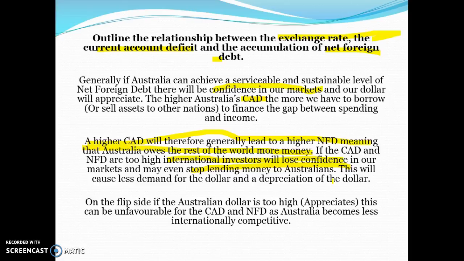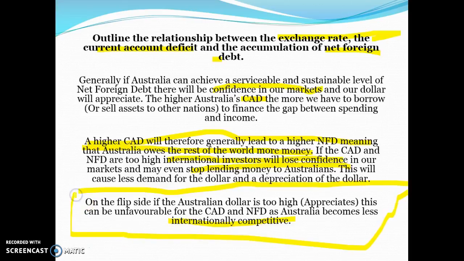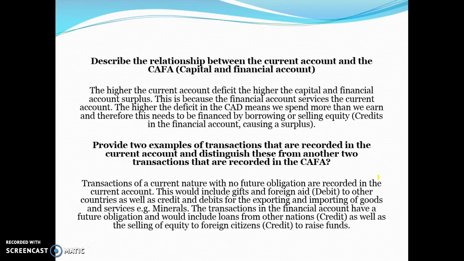On the flip side, if the Australian dollar is too high, this can also be unfavourable for the CAD and net foreign debt as Australia becomes less internationally competitive. So you could talk about how a high Australian dollar is bad for the CAD because we will export less and import more, so there'll be more debits and less credits. But the main relationship here is that a higher CAD leads to a higher net foreign debt, generally, if we borrow money, and that will lead to a lower dollar because people will lose faith in Australia if it gets too high. That will lead to capital outflow as well as a lack of capital inflow.